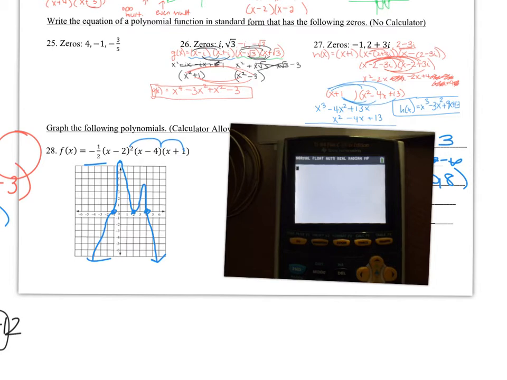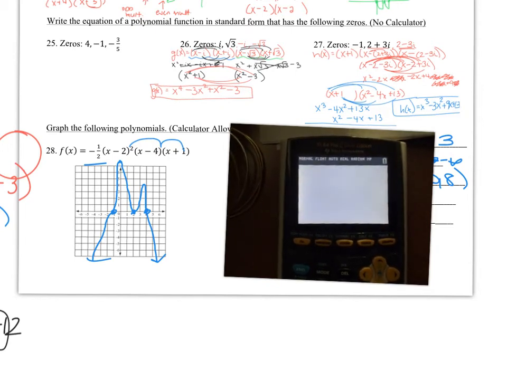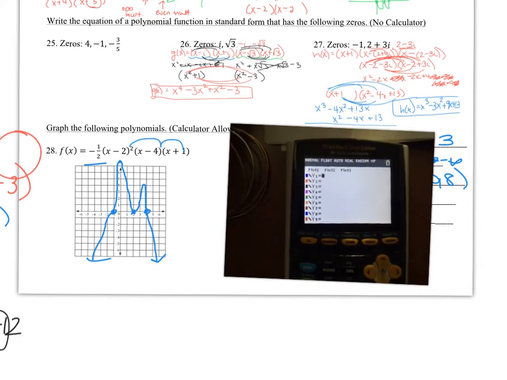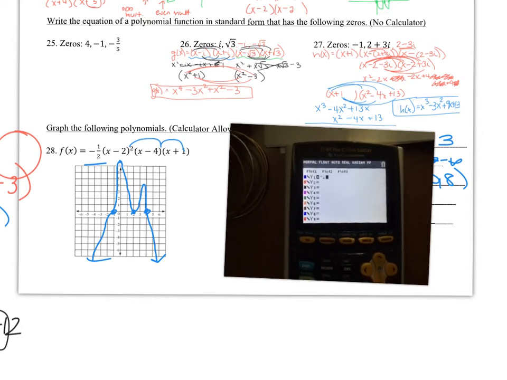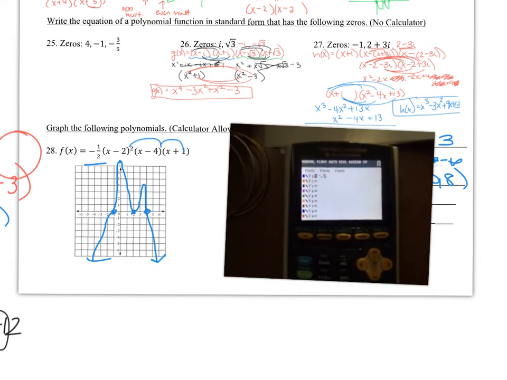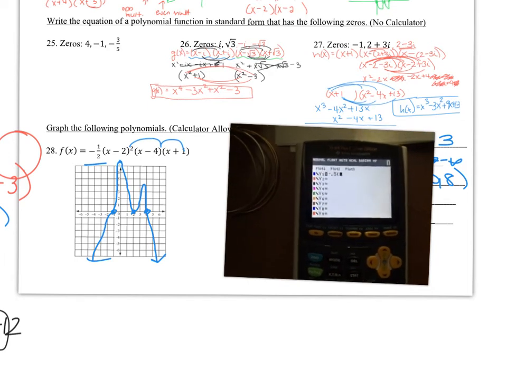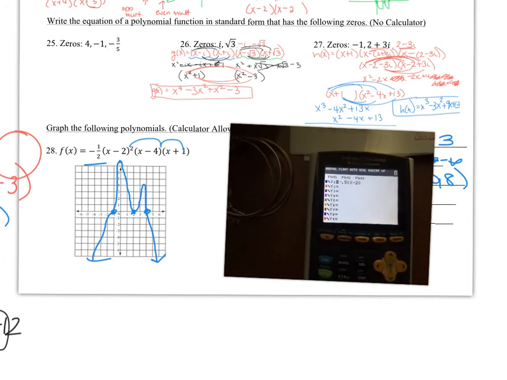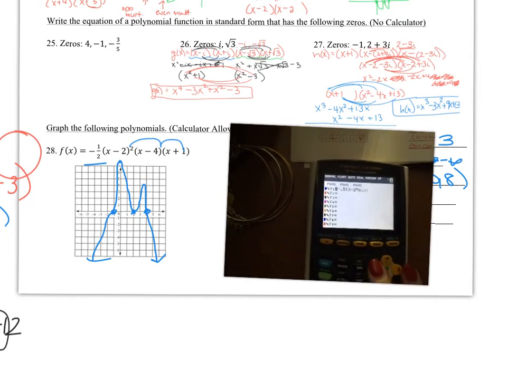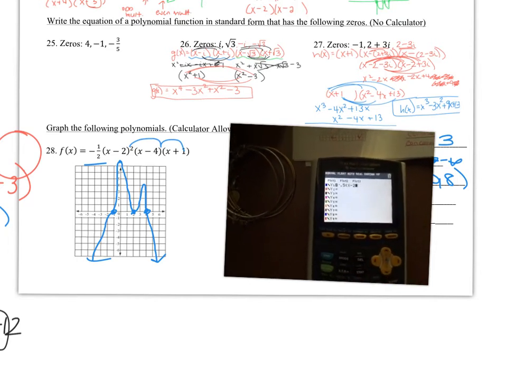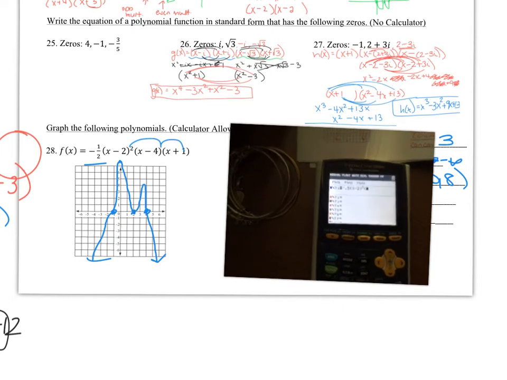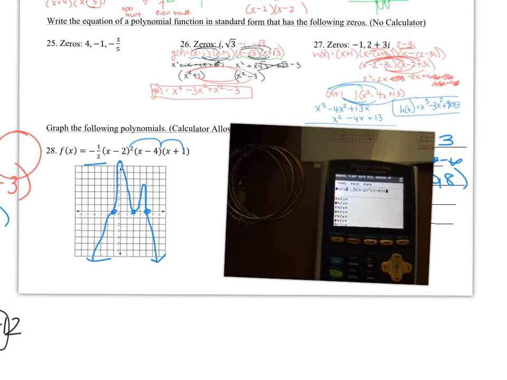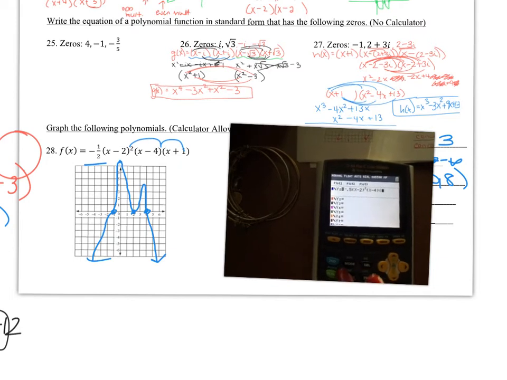So I'm going to go ahead and type this expression in. I'm going to press y equals, and now I'm going to type it in: negative 0.5, you can do 1/2 if you'd like, parenthesis, x minus 2, parenthesis squared, parenthesis, x minus 4, parenthesis, x plus 1.